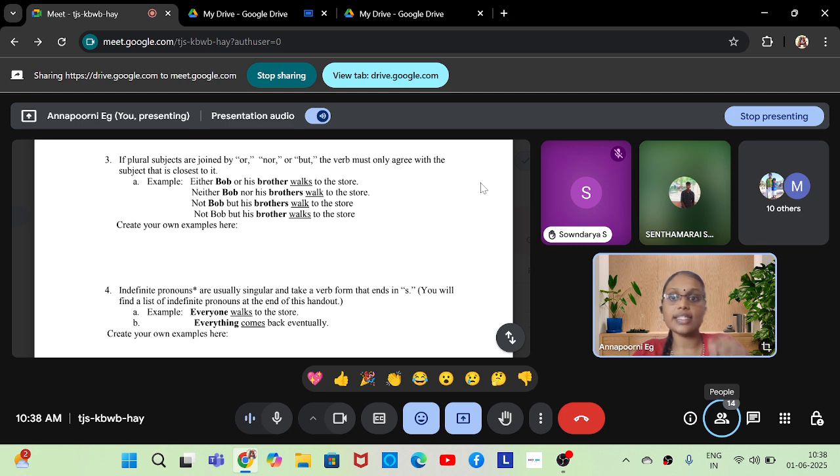But here the sentence is neither Bob nor his brothers. Neither nor is different from neither of some subject. So neither Bob nor his brothers walk to the store. Brothers is plural, so walk is used. But what you said, neither of the students, means none of the students. That is a different meaning from this one. Neither of the students writes the exam or passes the exam, something like that. But this one is slightly different. Okay, yes, ma'am, got it.